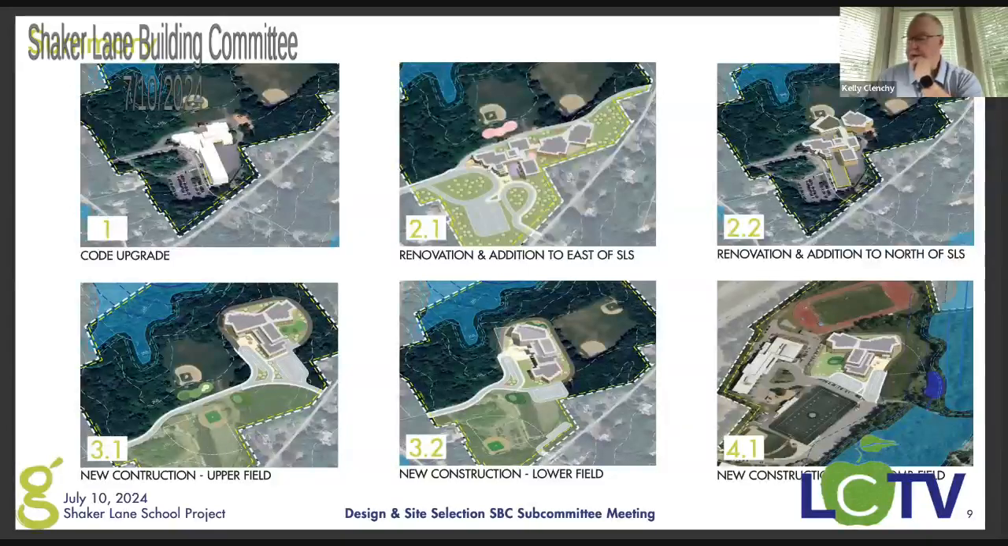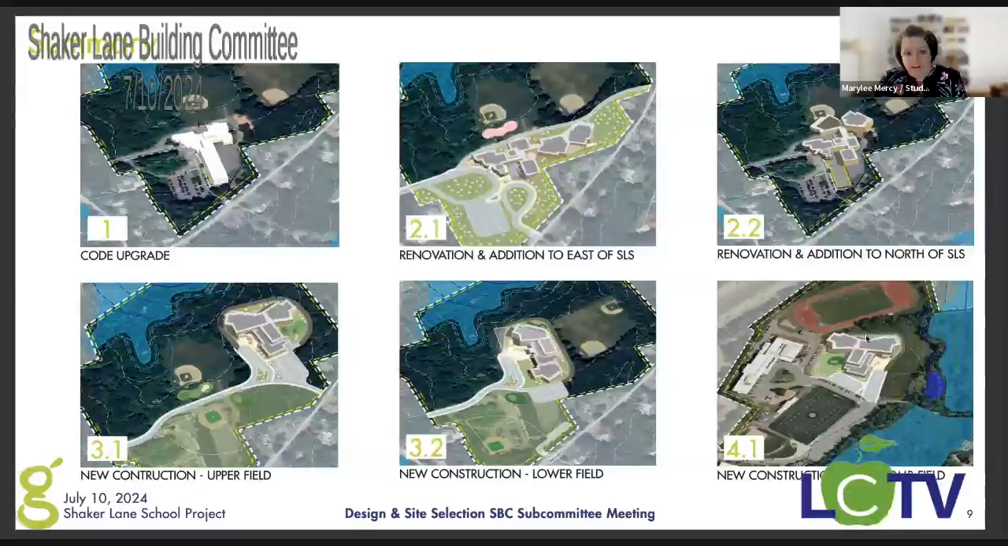So Mary Lee, for option 4.1 at the back end of the school, is there much space left back there? There's a decent amount of space in this sliver for outdoor learning and some play space. And then there's a pretty good buffer between the woods. So for this population and this number of kids, I think this is a pretty good size space for play and outdoor learning.